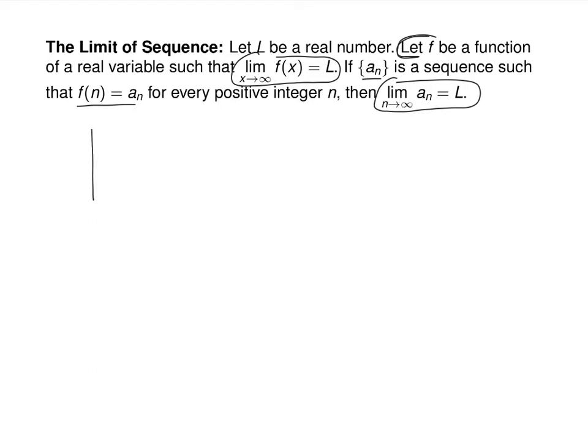So here is the relationship. Suppose you have some function f of x and it's approaching some limiting value L. What this theorem says is that if you have a sequence where the terms of that sequence are found by plugging n's into that function, then the limit of the dots in the sequence is the same thing. What this lets you do is find limits of sequences the exact same way you find limits of functions.